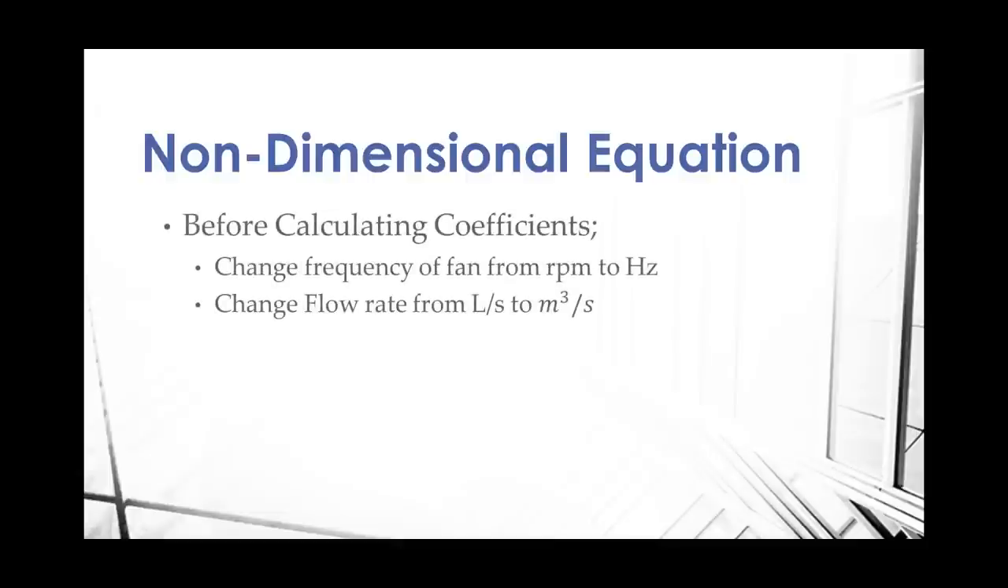The frequency of the fan is given in RPM, and you must change it to Hertz. And the flow rate is given in liters per second, and you must change this to meters cubed per second. Once changed, the head coefficient and flow coefficient can now be calculated.